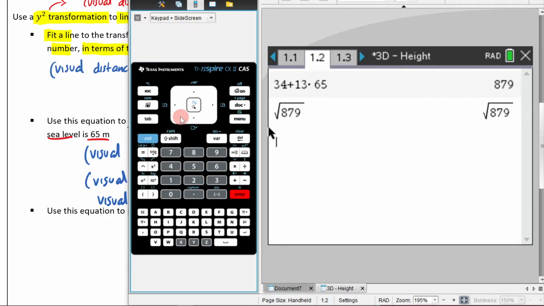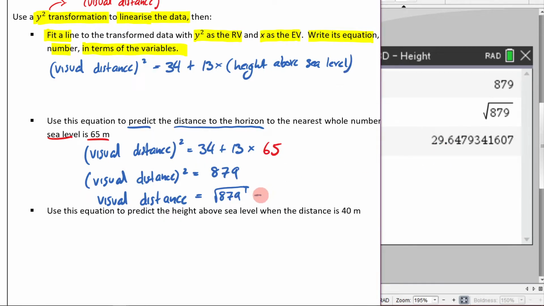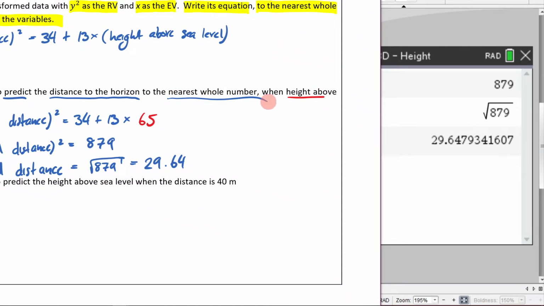Remember, you have to press control enter, and we're going to get 29.64. Now it says we need to provide it to the nearest whole number. So therefore my answer is going to be 30 kilometers. And that right there, everyone, is our answer.